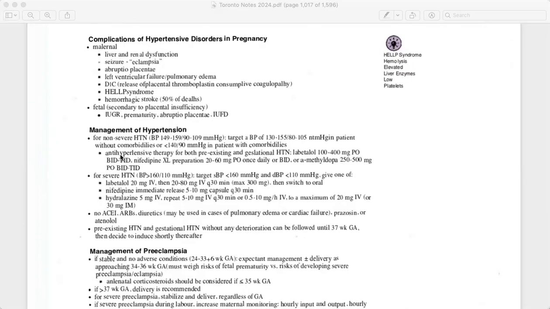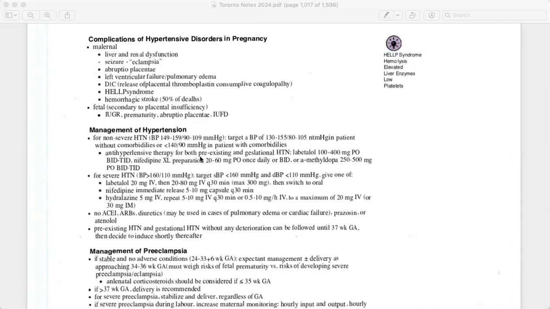Management of hypertension. So if this is just the hypertension, you can start with the labetalol, right? For non-severe hypertension, the target is 130 to 80. So this target is important. Please remember these values. Patient without comorbidities, because in the MCQs, they can just directly ask you in the hypertensive female, what is the target of the BP? So 130 to 155 over 80 to 105.